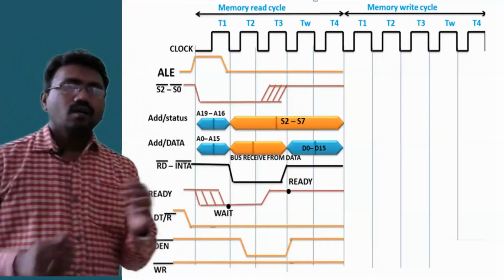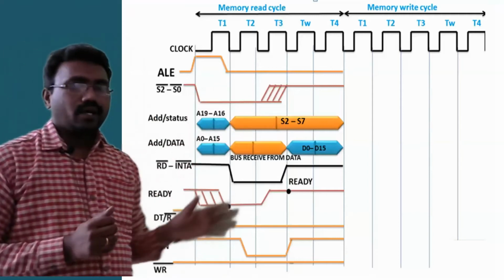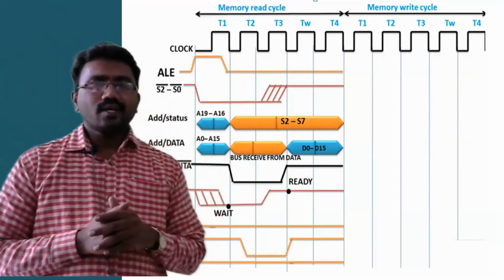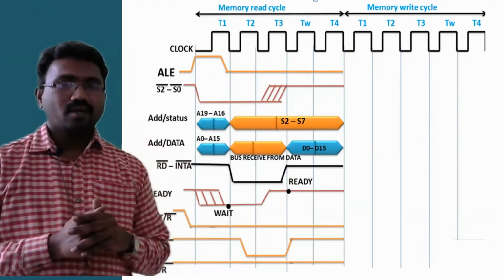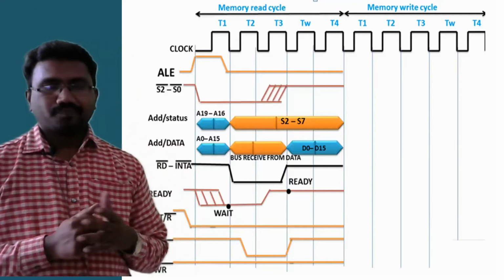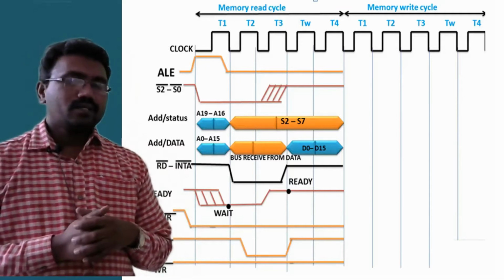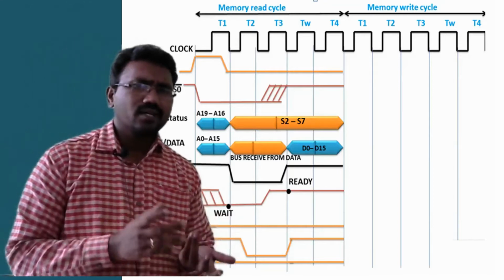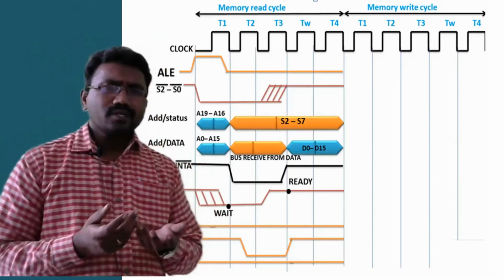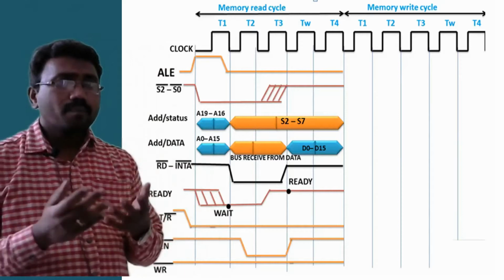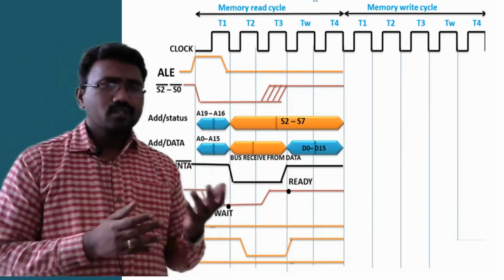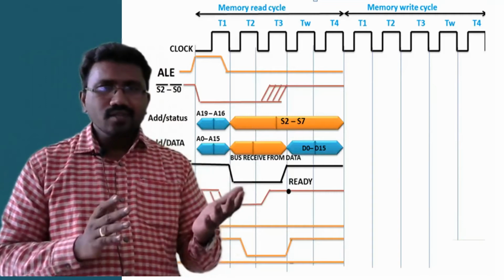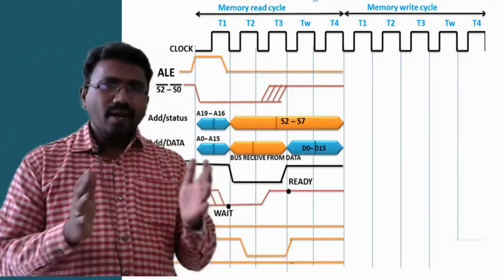This is the memory read cycle timing diagram. In 8086, address lines and data lines are time multiplexed. What is the advantage of multiplexing address and data lines? We can utilize the pins efficiently; the number of pins will be reduced. AD0 to AD15, 16 address lines and 16 data lines, are multiplexed.